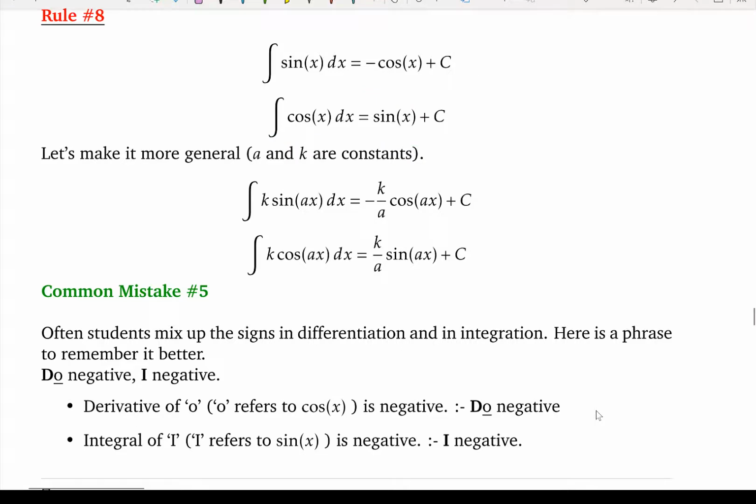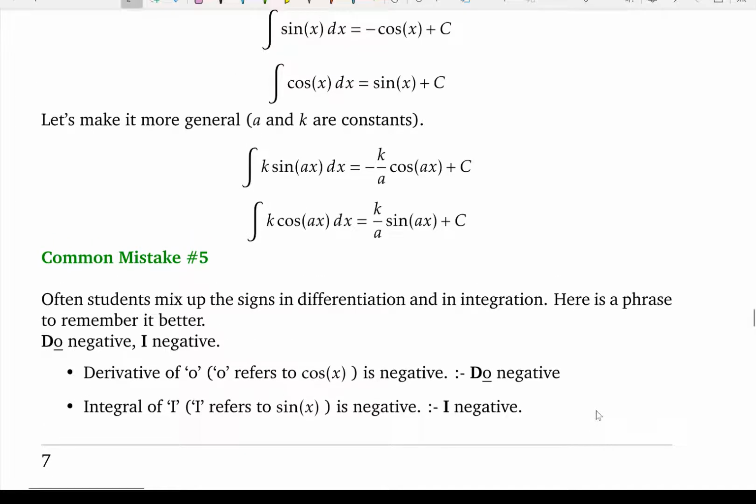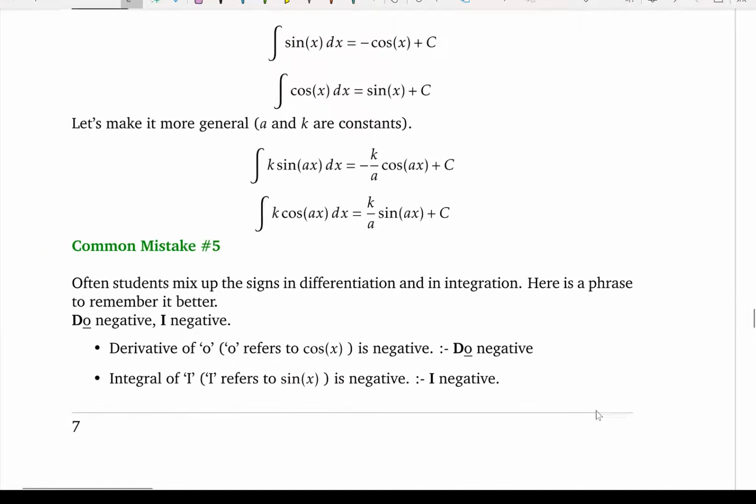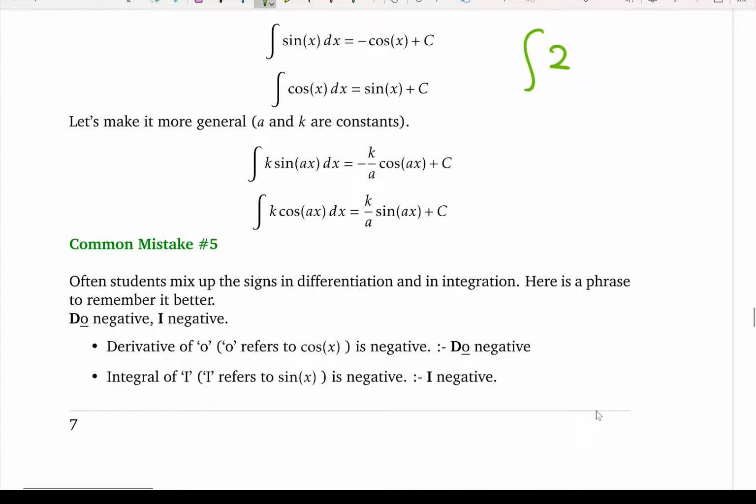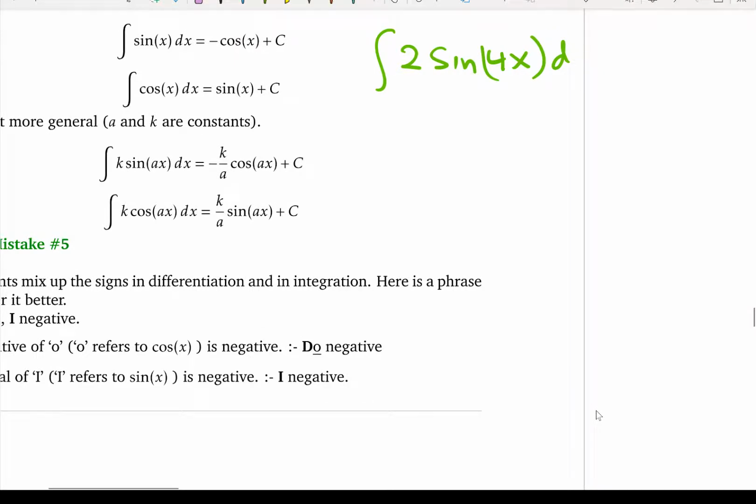Now, how can we change this sign? Let's say you have to integrate 2 times sine 4x. What can we do here? There are 2 types of constants. If you have watched my previous 2 videos, you know what I'm talking about. In case you have missed it, click on the link above to learn about the 2 types of constants and the discussion of integrating other functions.